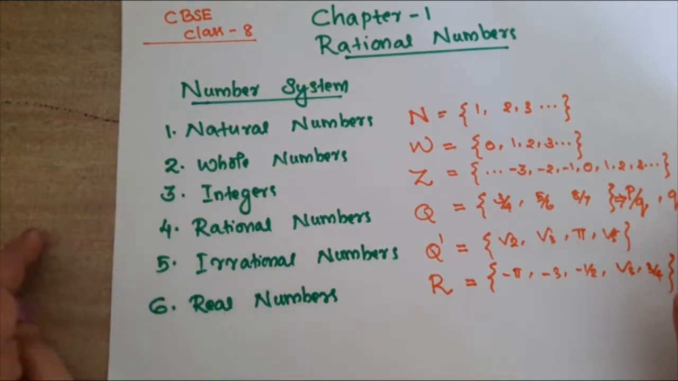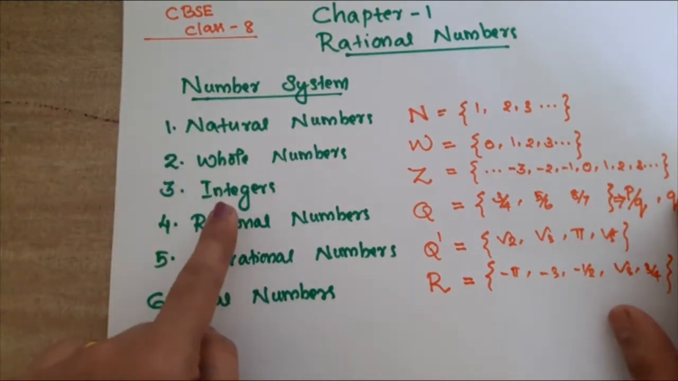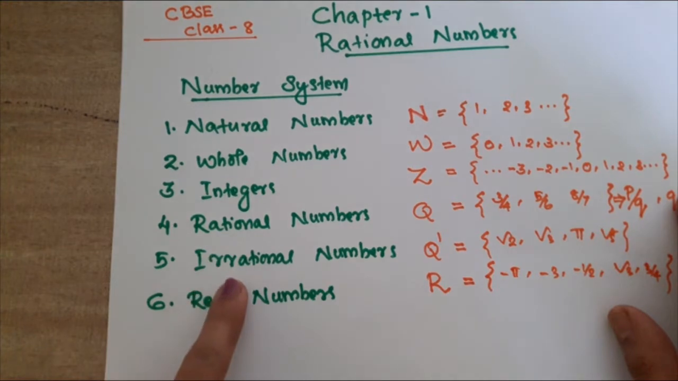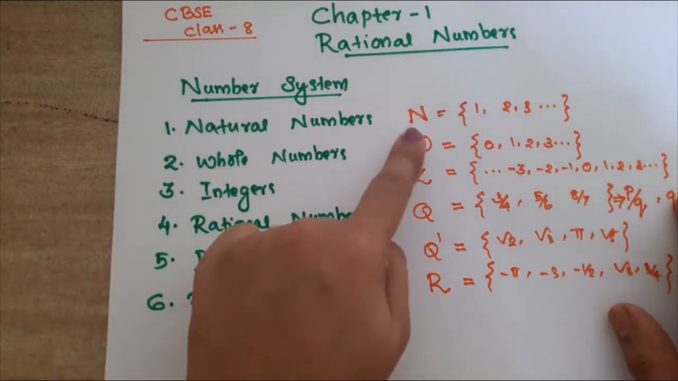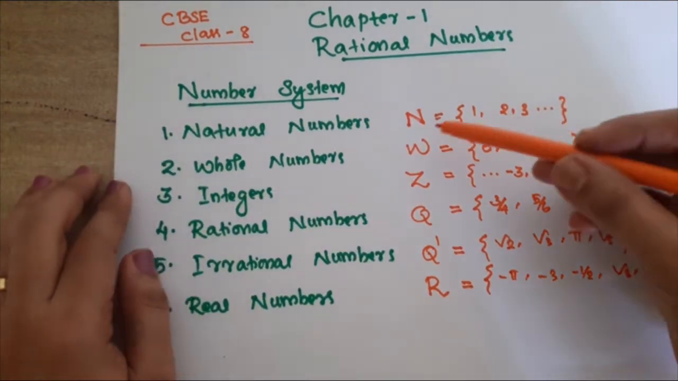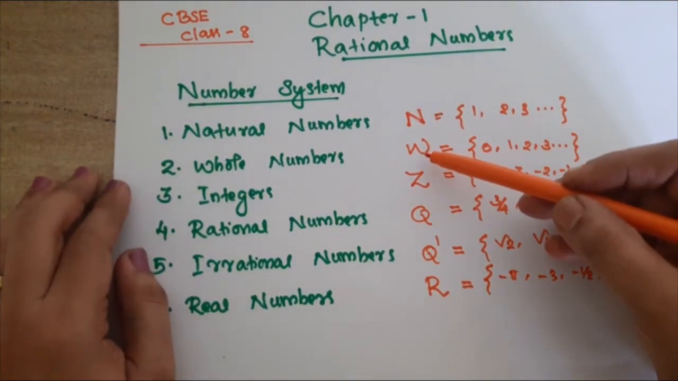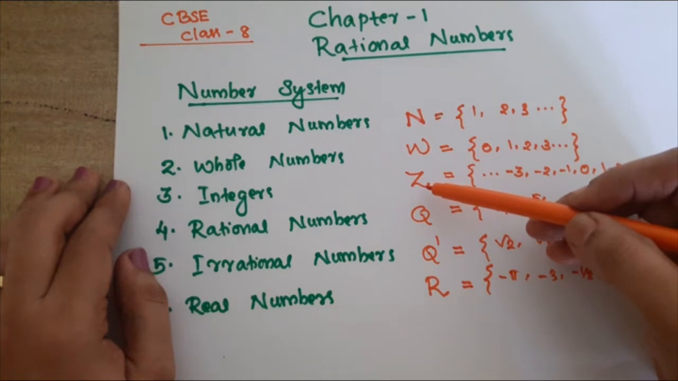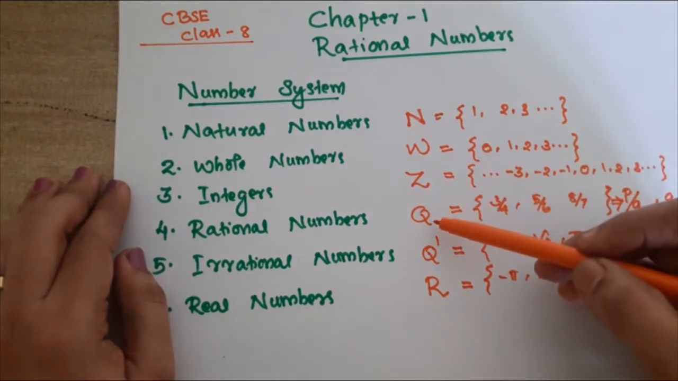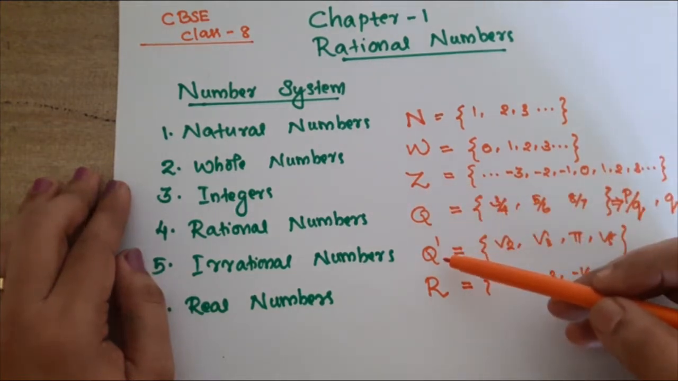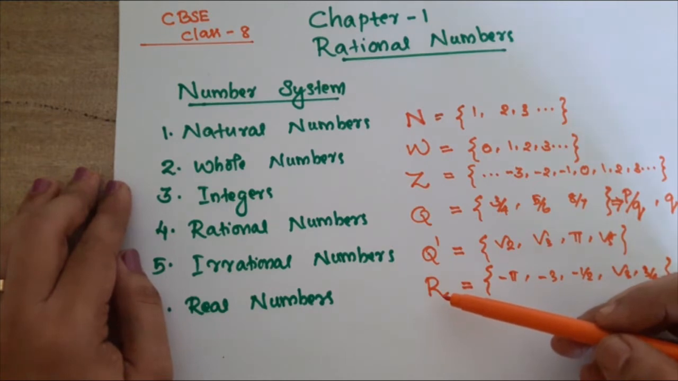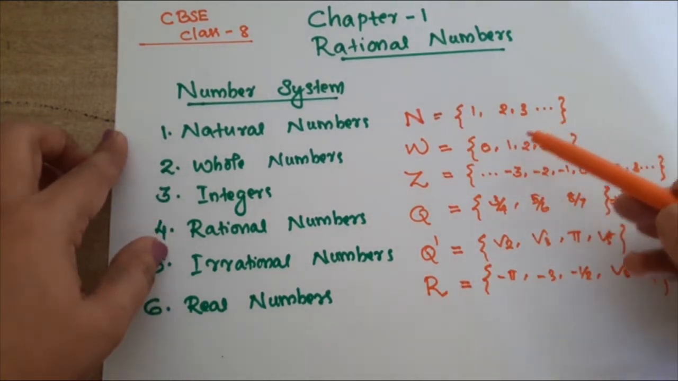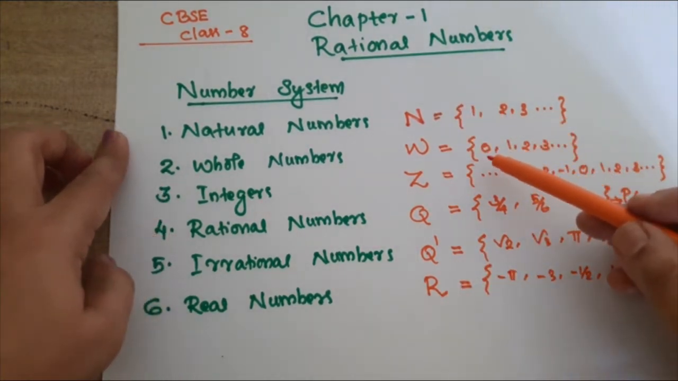Number system consists of natural numbers, whole numbers, integers, rational numbers, irrational numbers and real numbers. Natural number is represented using the letter N. Whole number is represented using W. Integers are represented using Z. Rational number is Q. Irrational number is Q dash. Real number is R. Natural number is our counting number. In whole numbers, 0 is also included.